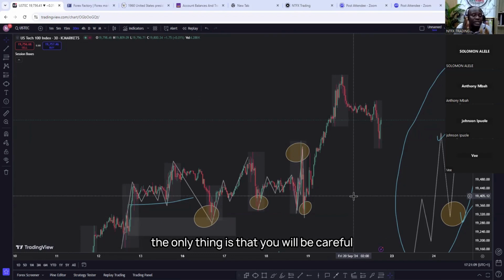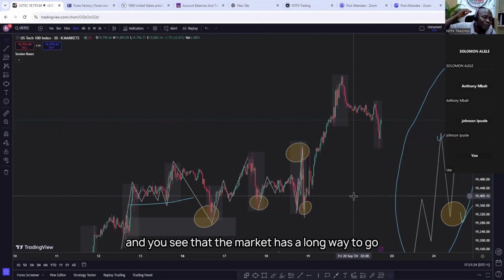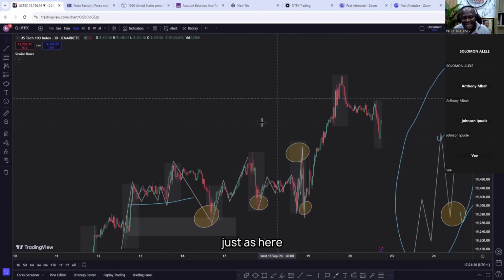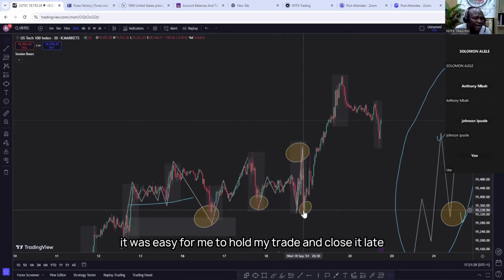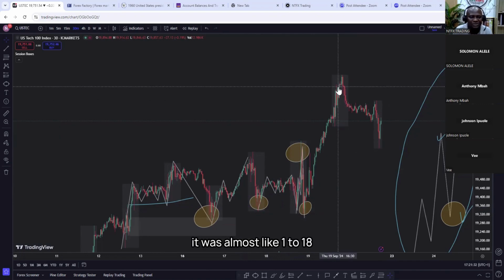The only thing is that you will be careful. Don't hold your trade for long because you don't know where the market is going. Be taking your profit small. Do you understand? But if you understand bias and you see that the market has a long way to go, just as here, it was easy for me to hold my trade and close it late yesterday. It was almost like 1 to 18 or 20 risk to reward. Crazy.